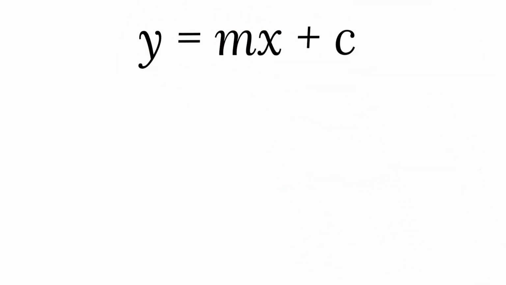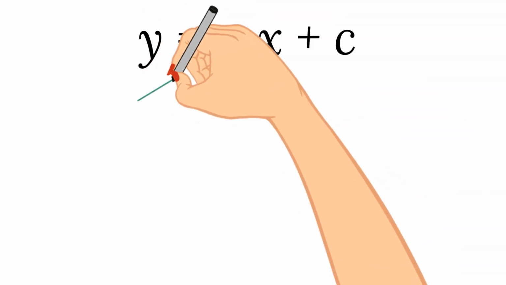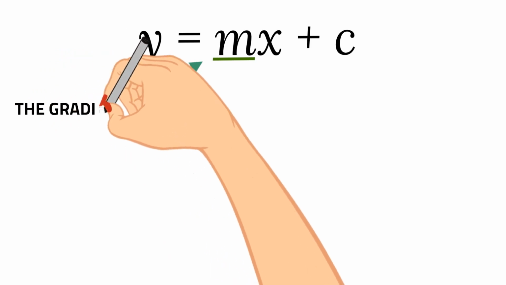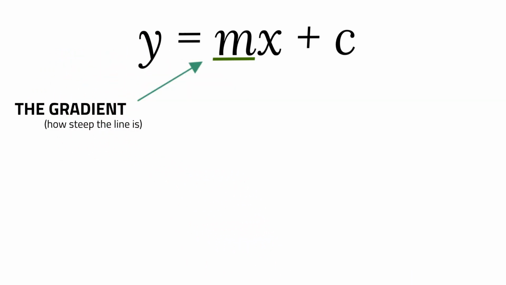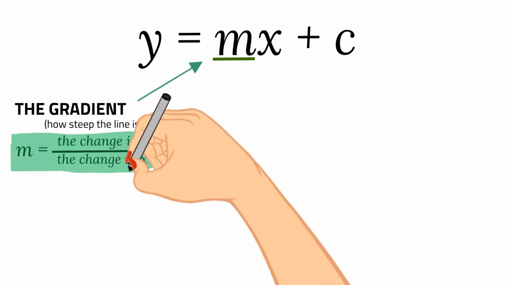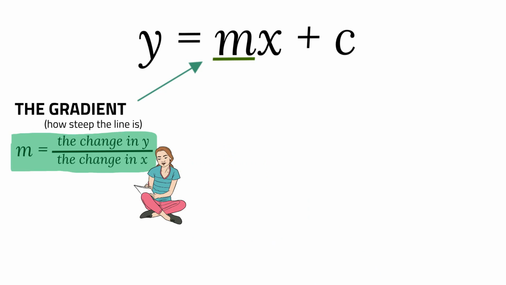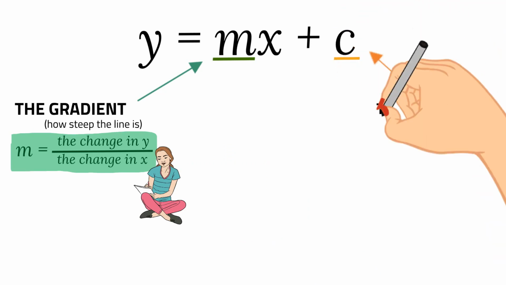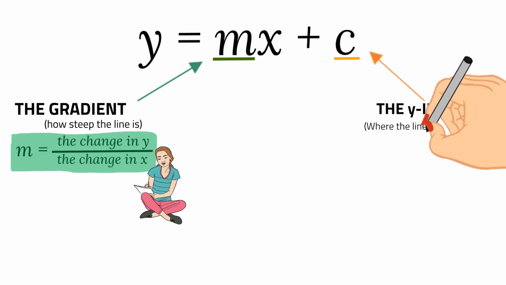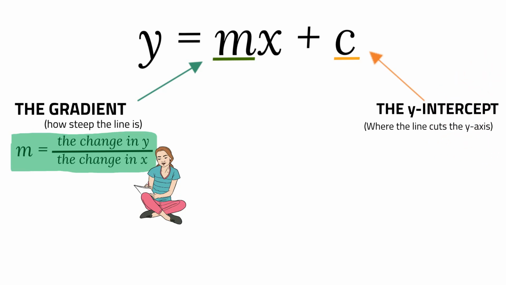So y equals mx plus c. The m stands for the gradient, which in other words is how steep the line is. And we calculate it by finding the change in y and dividing it by the change in x. I recommend writing this down if you don't already know this, it's very, very important. And the c stands for the y-intercept, which is where the line cuts the y-axis.